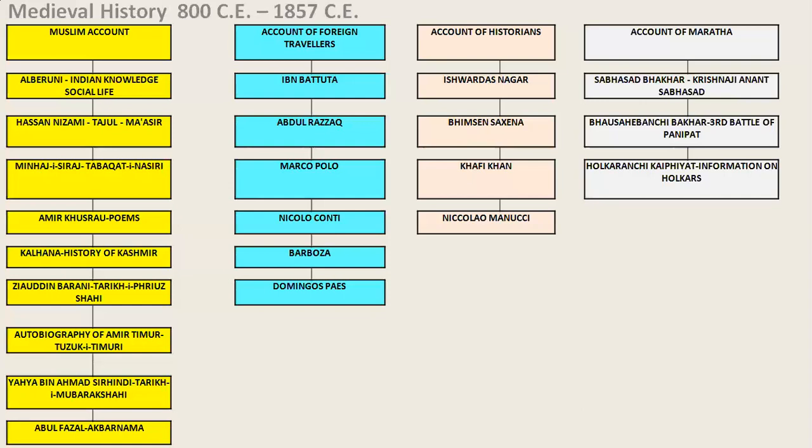You also have Bahusaibanchi Bakar and Panipatachi Bakar, which tell us about the third battle of Panipat between the Marathas and the British. These Bakars give us an account of why the Marathas lost this battle and finally how the Maratha rule came to an end in the 17th century.